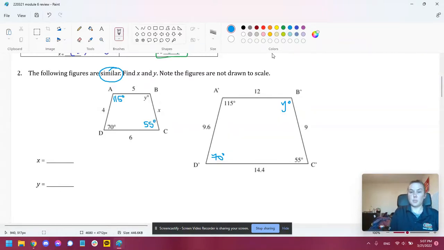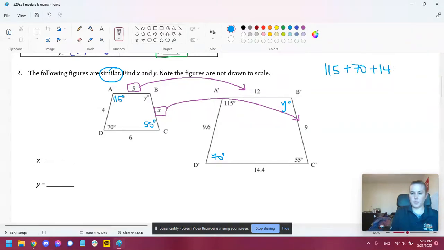And the other thing that similar means is that the scale factor between sides is going to be the exact same thing, right? So anything we multiplied 5 by to get 12, we would also multiply x by to get 9. Let's do the angles first. Let's find y first. Because we have all the angles on each shape now, we can add them up.